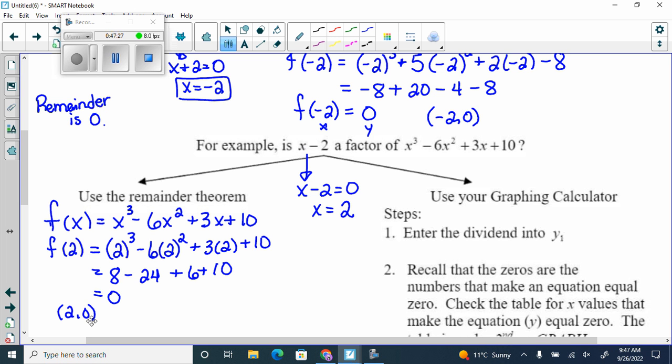And then we can say x minus, this is the remainder, sorry. It's taken all my pretty writing and made it terrible. X minus 2 is a factor.